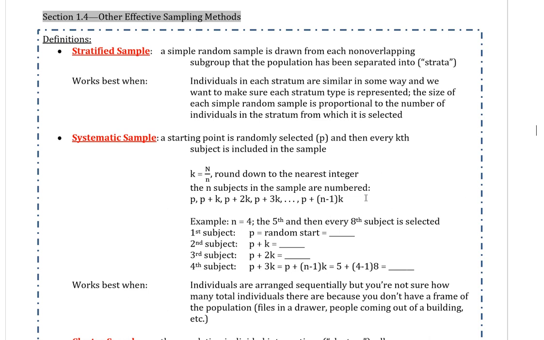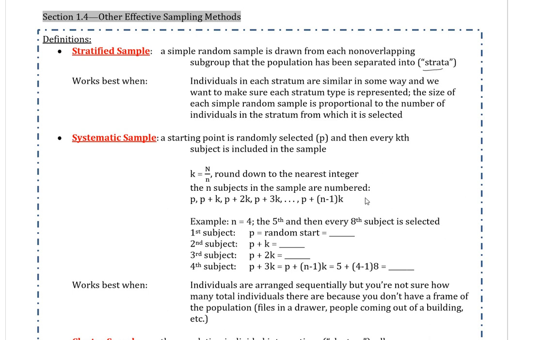Basically, if you do not have a simple random sample, there's always going to be at least some problem. So we're going to talk about the issues that they have here. Okay. First, a stratified sample. A stratified sample is a simple random sample that is drawn from each non-overlapping subgroup that the population has been separated into, called strata. All right, now that might be a little confusing.